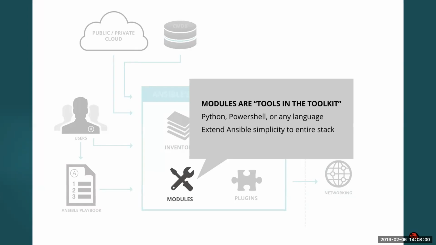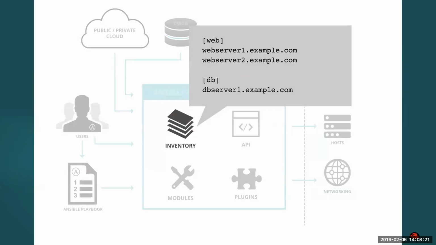anybody who's familiar with programming knows that you can import libraries and you can use functions inside that library itself. So these modules are something similar. They're just very abstracted tasks that you can cater to your requirements and use accordingly. Then you have the inventory itself. Inventory is a file which consists of all the target machines that you want to perform the automation tasks on.